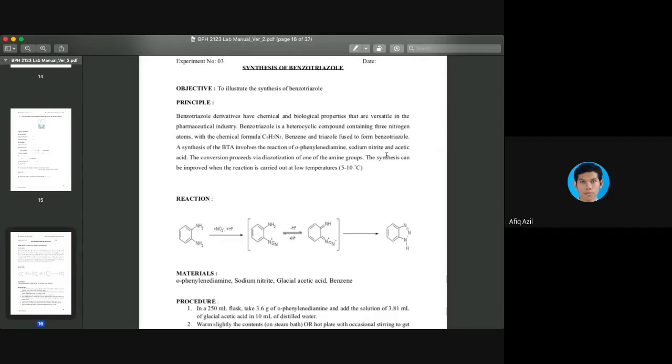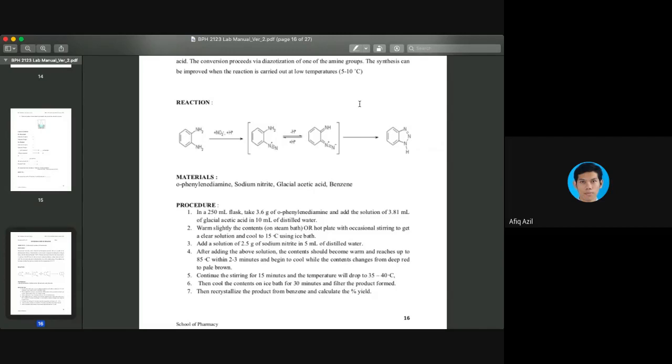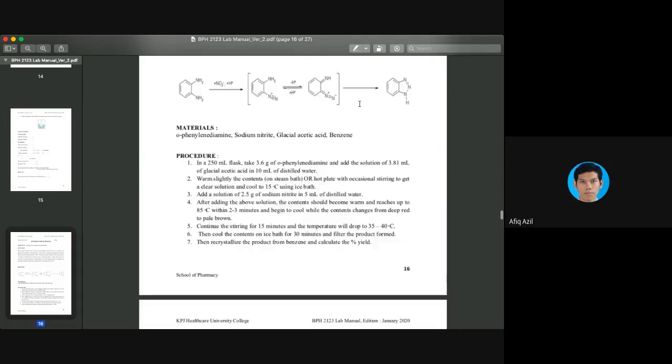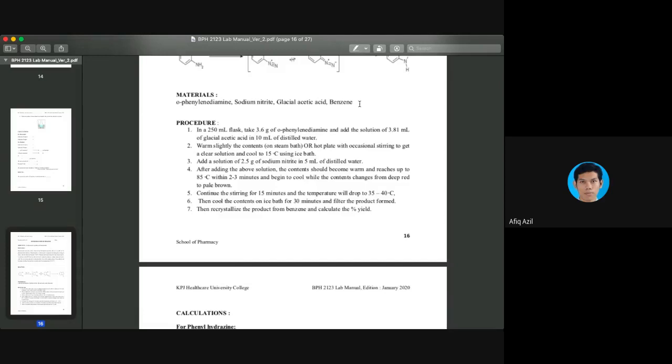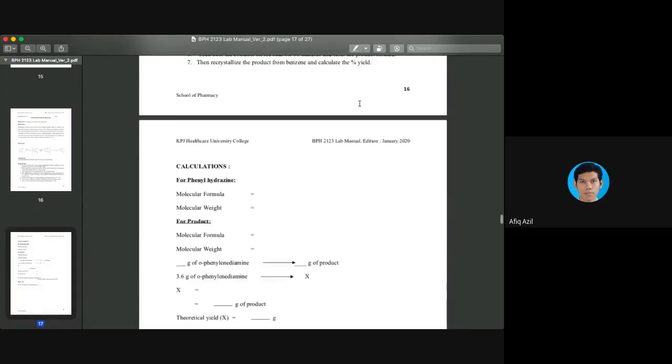So the synthesis can be improved when the reaction is done at low temperature. Also for this one, the reaction has to be kept at low temperature, so you are going to use an ice bath as well. Okay, same like the reaction above. So an ice bath, there is no picture.